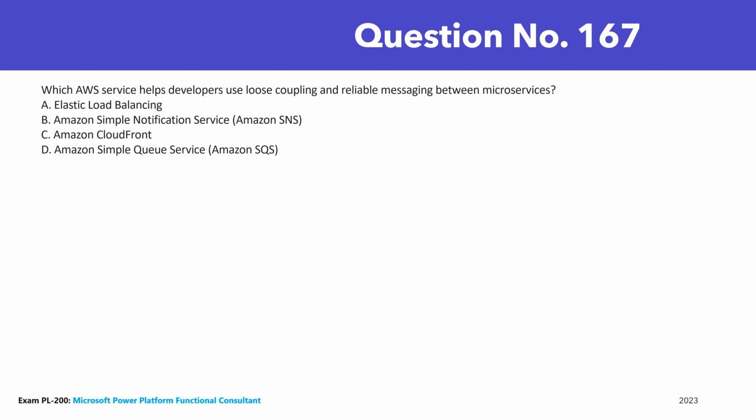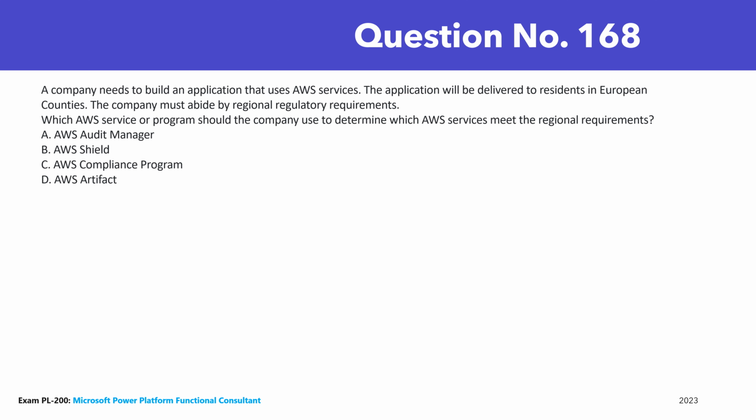Amazon CloudFront. D. Amazon Simple Queue Service, Amazon SQS. Correct answer, D. A company needs to build an application that uses AWS services. The application will be delivered to residents in European counties. The company must abide by regional regulatory requirements. Which AWS service or program should the company use to determine which AWS services meet the regional requirements?